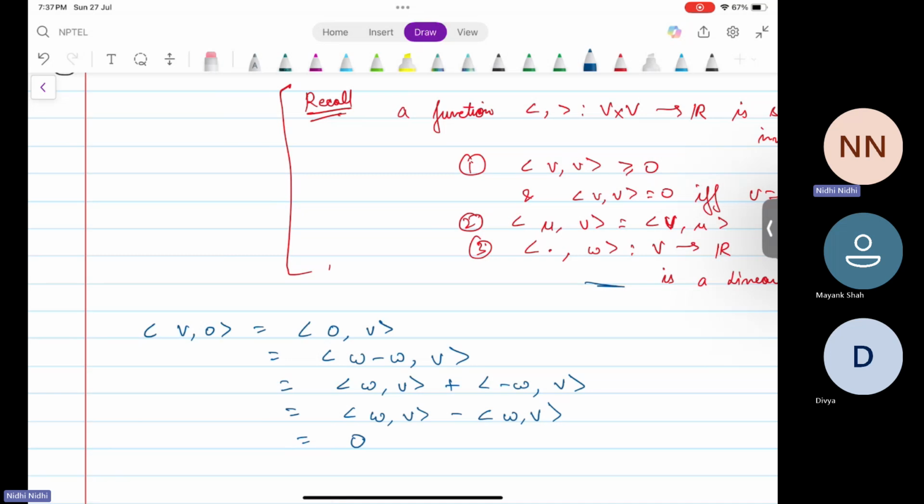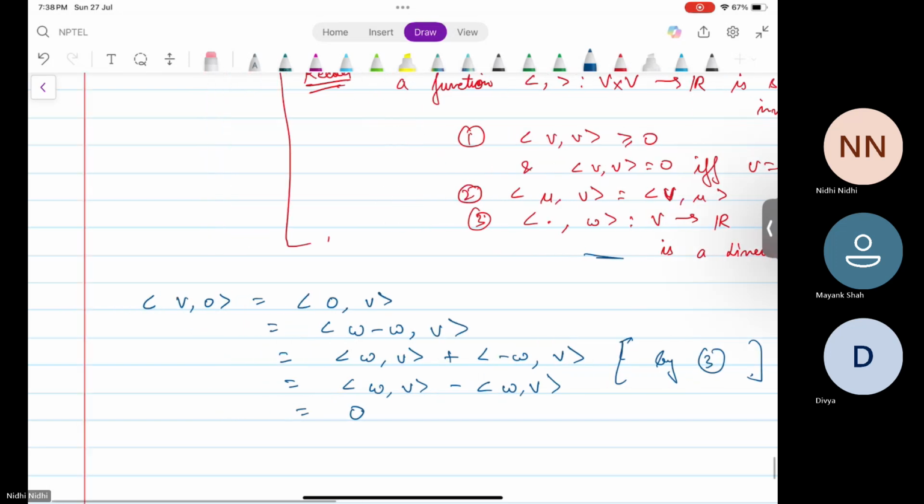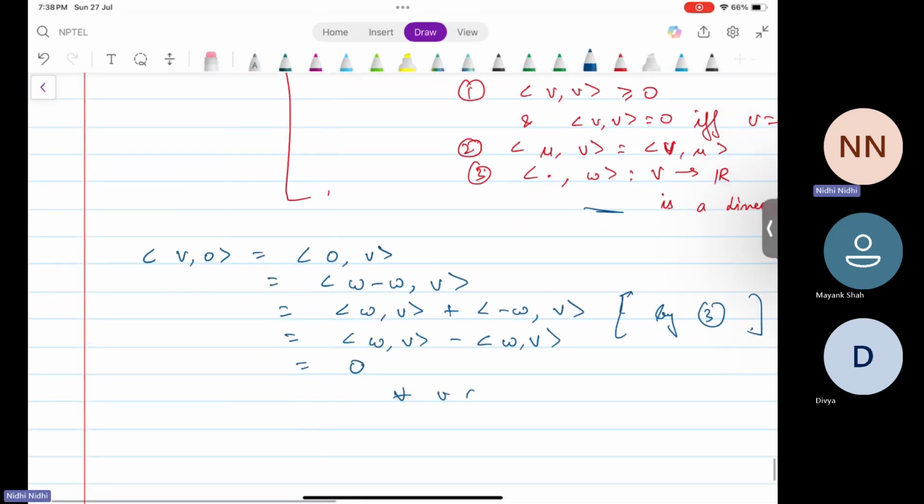So anyway, this might seem trivial, but in this way, you understand how we are using the definition. At each step, this is by linearity, or we can just say the third property of the inner product. Now, since this v was arbitrary, the result holds for every v.